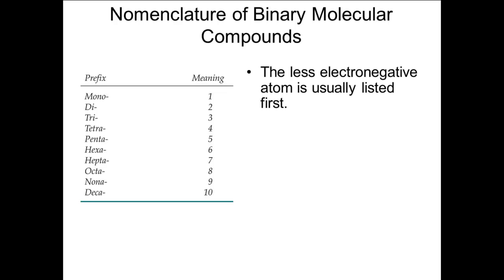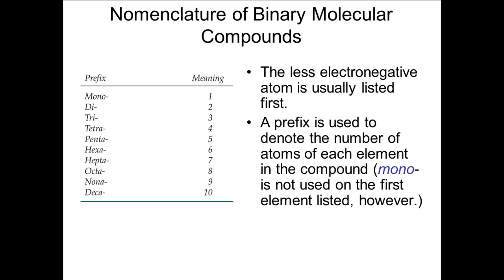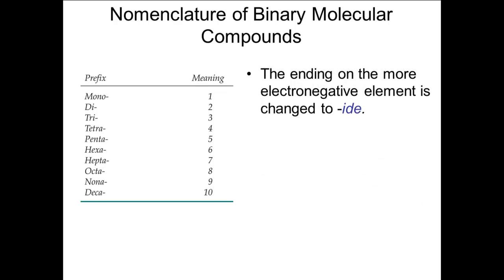The less electronegative element is usually placed first and retains its name. The prefix is attached to the name of the element. The prefix mono is not used with the first element. The more electronegative element is listed second and has its ending changed to IDE. So we have carbon dioxide and carbon tetrachloride.